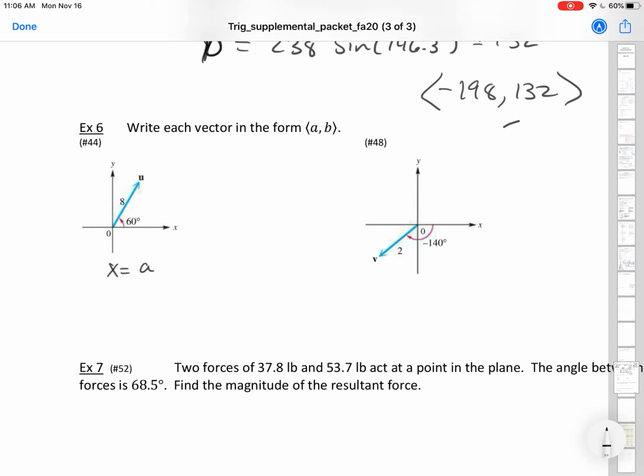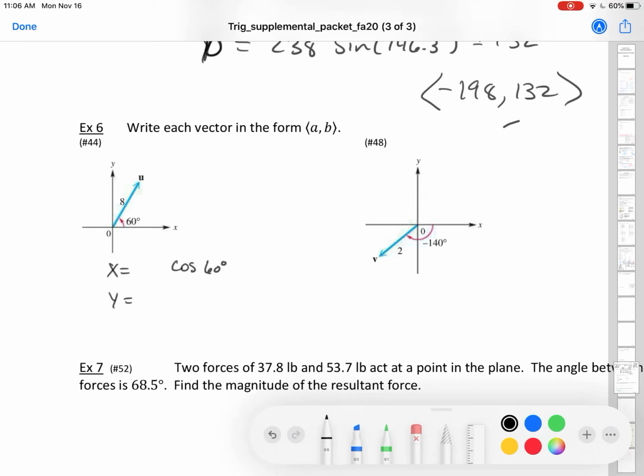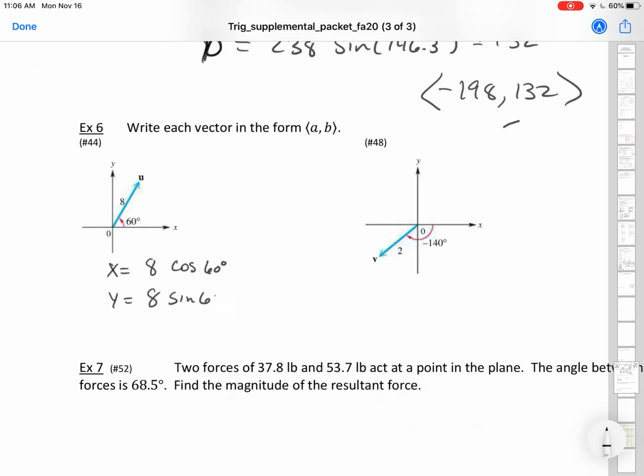X is equal to the magnitude of u times cosine of 60 degrees, and y is equal to the magnitude of u times sine of 60 degrees. We know what the cosine of 60 degrees is. It's 1/2. If you don't know that right now just by seeing it, you have big problems going into future courses. Please memorize your special angles. So they want us to write it in the form of the components, and we can do that.